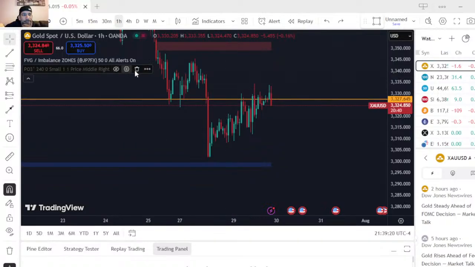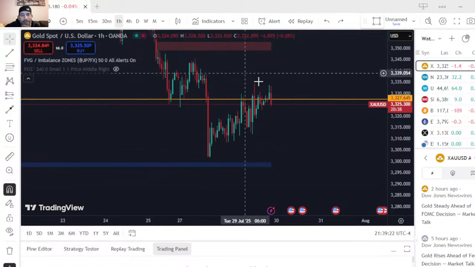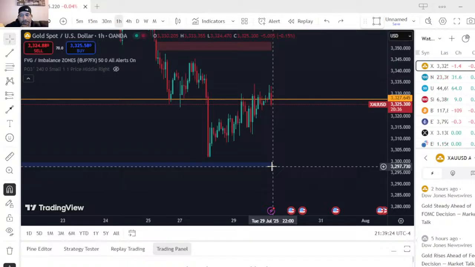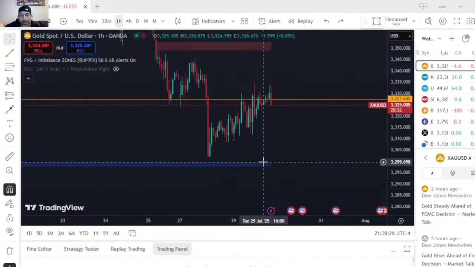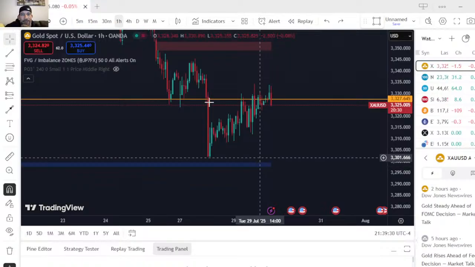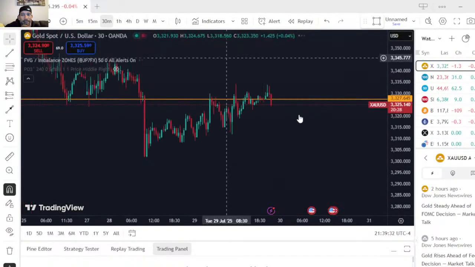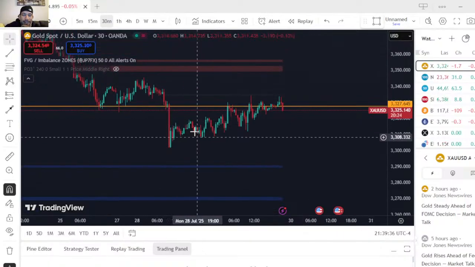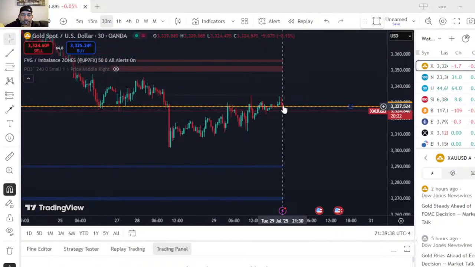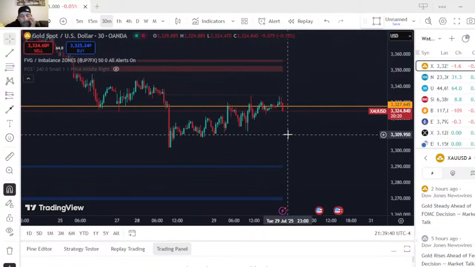Yeah. But we do have a target up here about 33.50, and there's a potential target down lows 30, 32. What is that? About 3,300. All right, 30-minute. Yeah, I mean it's consolidating, even though it's trending up, but this is looking like it wants to come down.